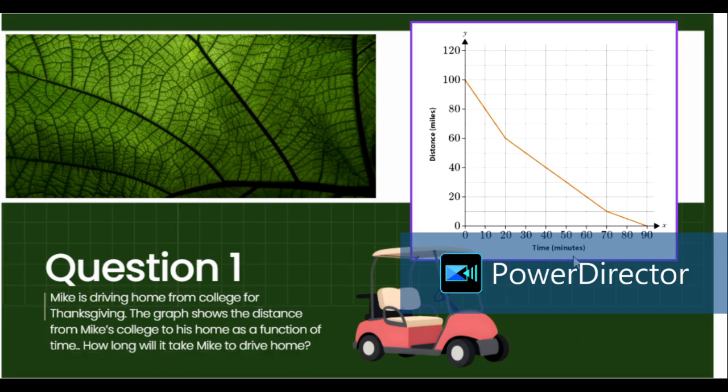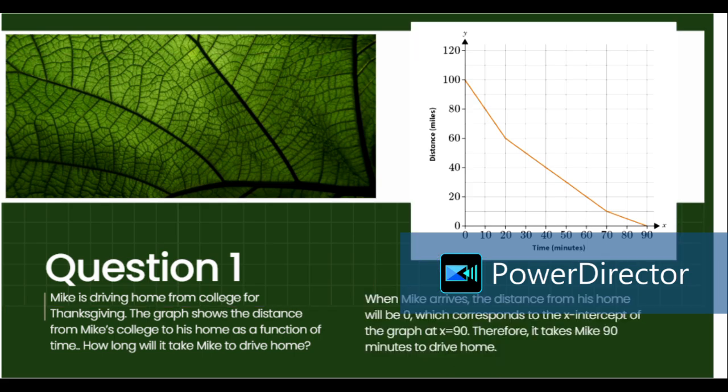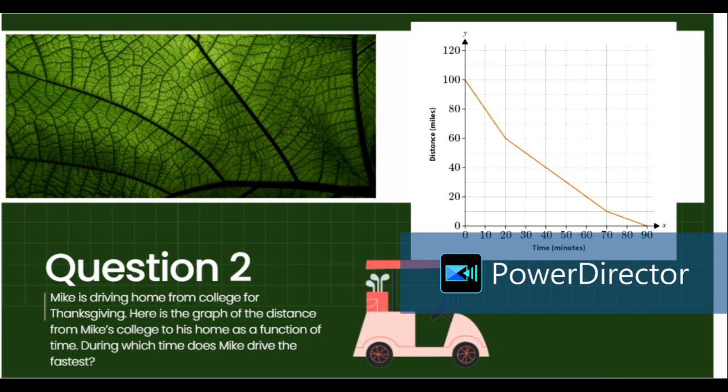Long means time. Home is when he's at mile 0, so it's going to take him 90 minutes to get home. 90 minutes. Okay. Here's question 2. Mike is driving home. During which time does Mike drive the fastest? Pause it, figure it out, and then come back.